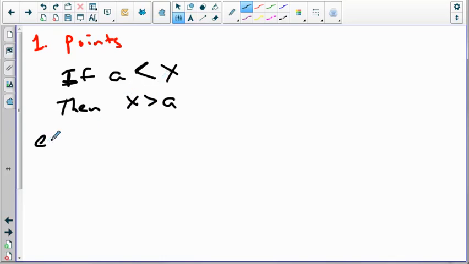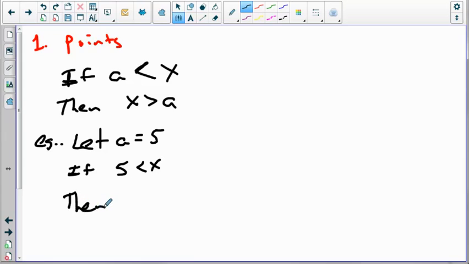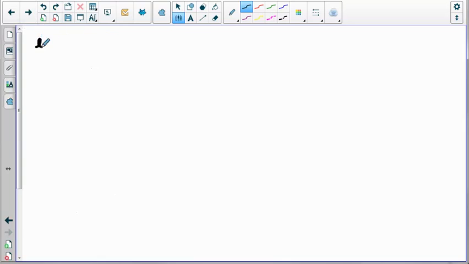So let's look at our example. Let a equal 5. So what that means is if 5 is less than x, then pause. Hopefully you went ahead and wrote, or thought, then x is greater than 5. If 5 is less than x, x is greater than 5. That's what that means.